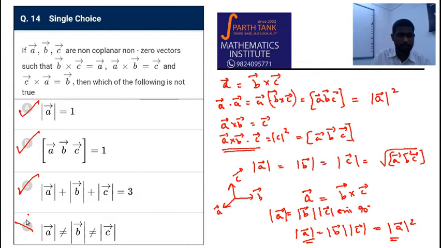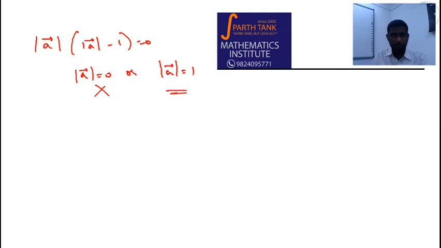But this is false because we have shown that all three are equal. So the answer is option D, because the question is, please note, which is not true. Only this is not true. Moving on to question number 15.